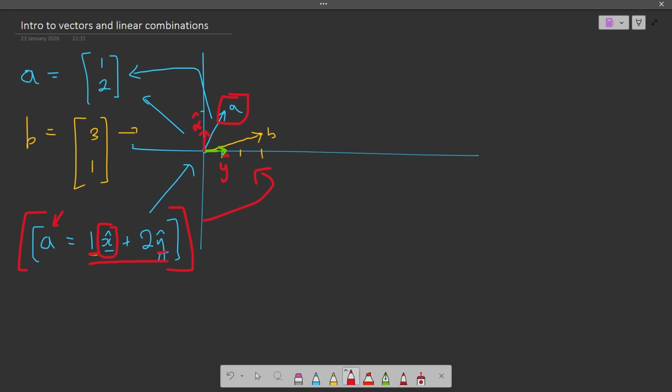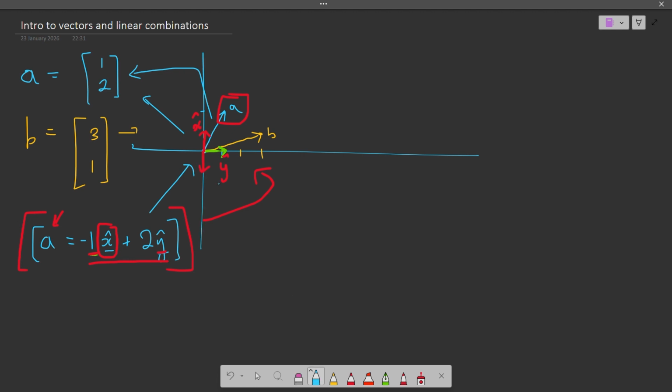I could have taken my x hat to be a vector with the magnitude of 1 pointing in the minus x direction, and in that case I would have had to add a minus sign over here, but that would still represent this vector because the choice of the basis vectors is arbitrary.